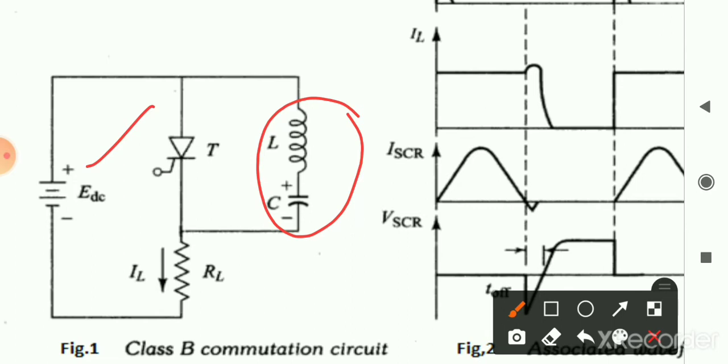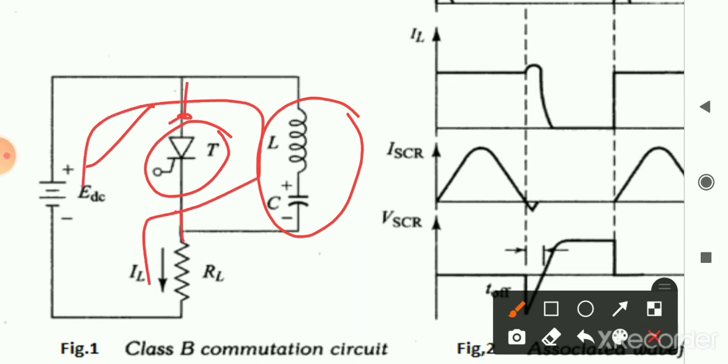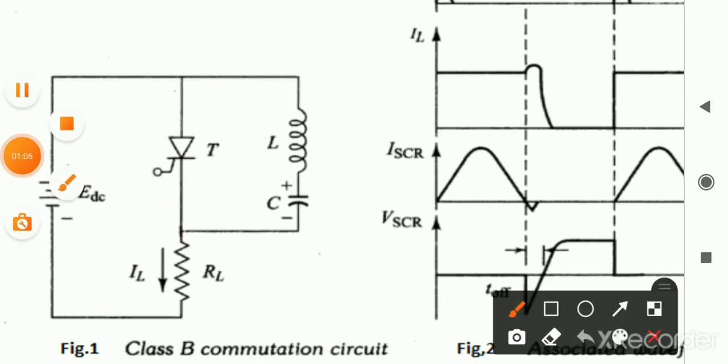You need to remember that I have not yet applied the gate pulse. So at that time, what happens? The thyristor acts like an open circuit, so current will flow in this manner. When we apply EDC, the capacitor as well as the inductor start charging, and they will charge up to a value of EDC.